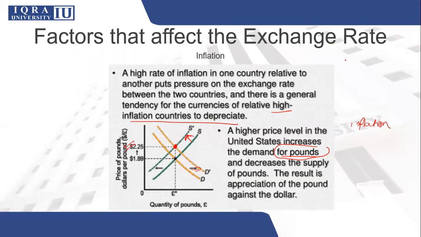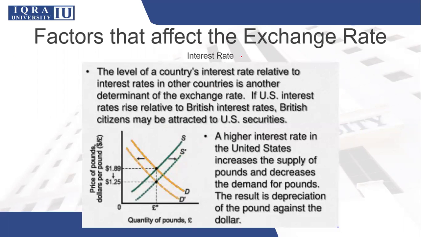Now, moving ahead, similarly, interest rates usually also have an impact on the exchange rate. So, the level of a country's interest rate relative to interest rates in other countries is another determinant of the exchange rate. If the US interest rate rises relative to the British interest rate, what will happen? Investors would be more willing to invest in the US market. That means that the demand for dollars will go up.